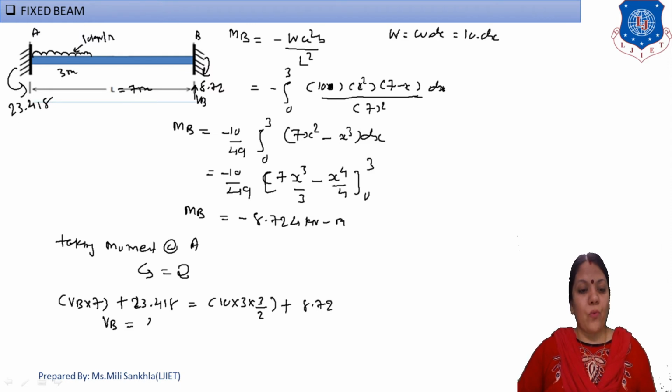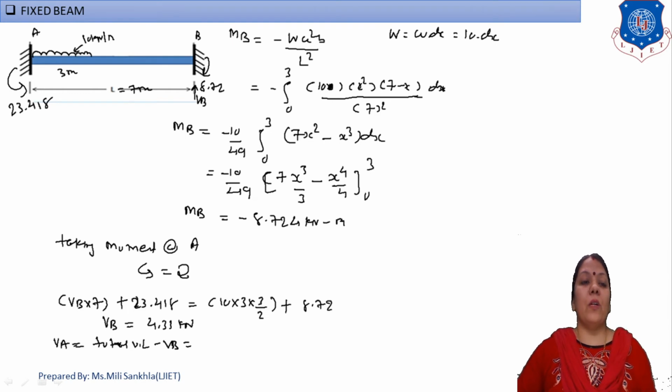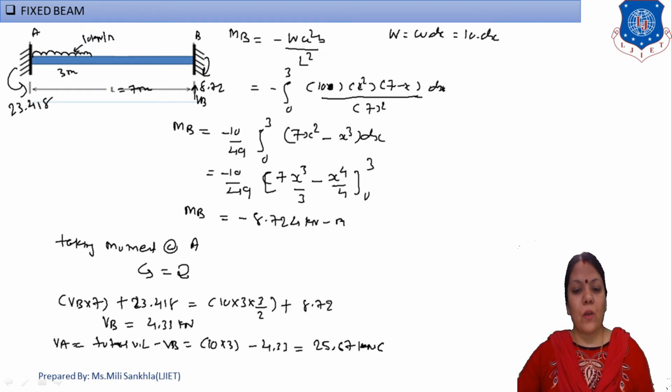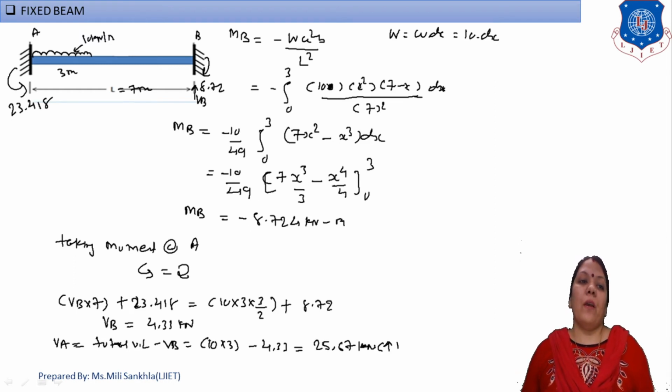and my answer of this VB is equal to 4.33 kilonewton. Okay, now we find out support reaction VA. Then VA is equal to total vertical load minus VB. Now what is total vertical load? 10 into 3 UDL, right here, 10 into 3 minus 4.33 is equal to 25.67 kilonewton in up direction. Okay, here we find out value of support reaction and moment.